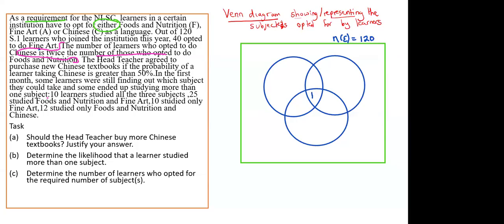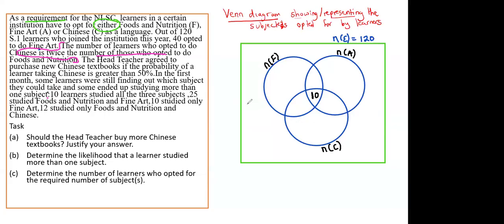So allow me now to change my color. I can use the black. So here we shall have the 10. Then label your sets. There is a mark for labeling. Label your sets and insert the data well. So let me say this is our FN. This is our fine art, and then this is the Chinese.